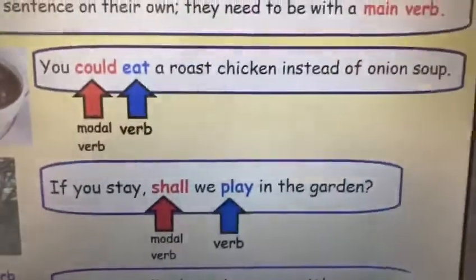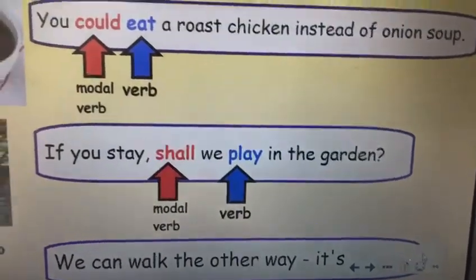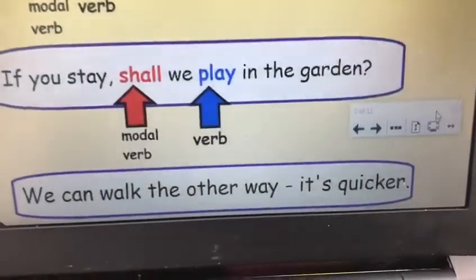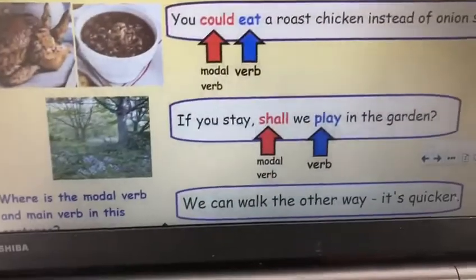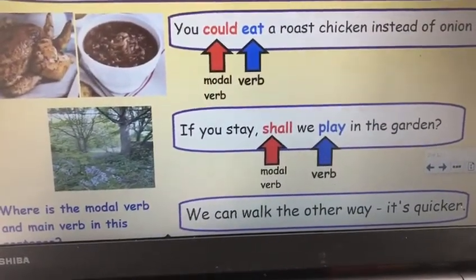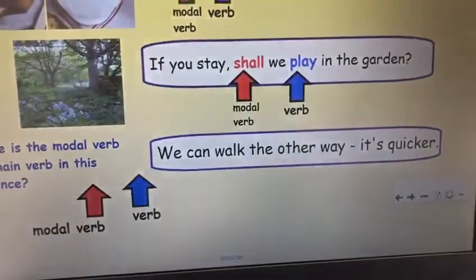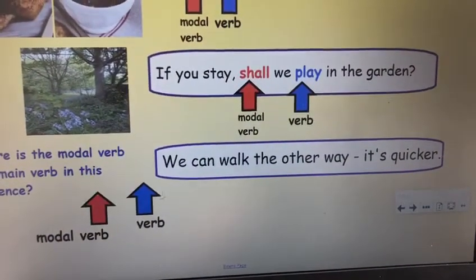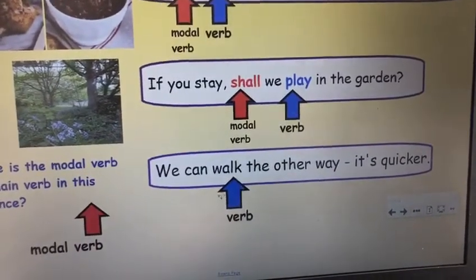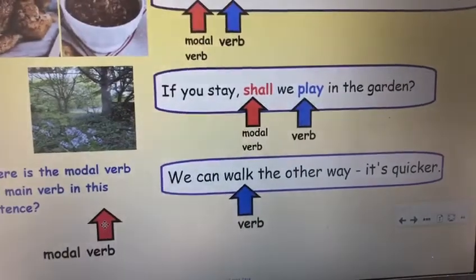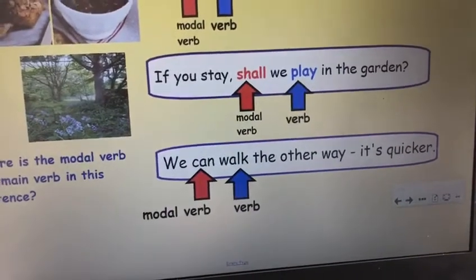Here's another example, and I'd like you to have a go at this at home. Let me just move my screen icon, there we go. So, we can walk the other way. It's quicker. Where is the modal verb and the main verb in this sentence? Can you identify the modal and the main verbs? Where would I put my arrows? Well done. You should have identified that the verb is to walk, and in this instance the modal verb is can. We can walk the other way. Okay?